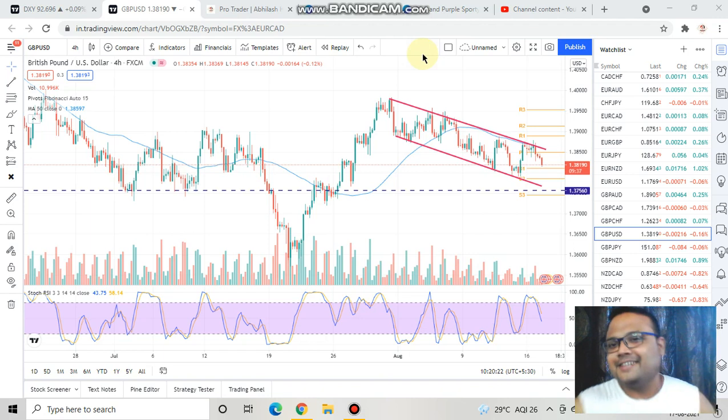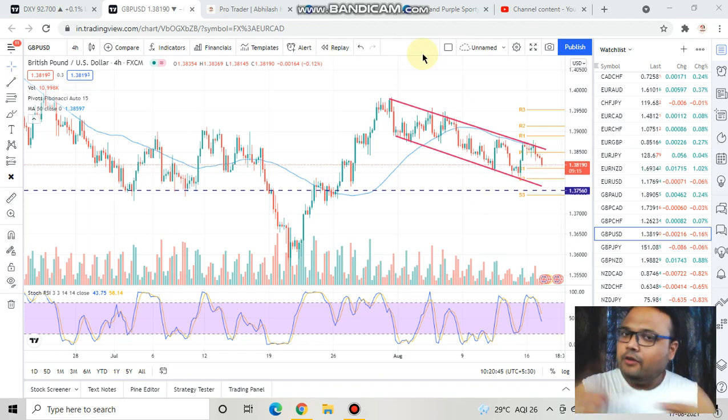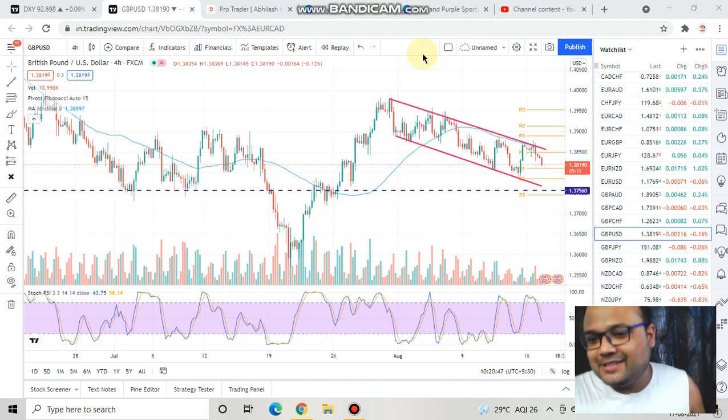So let's get started. This is the 4 hours chart of GBP USD in front of us right now, and as you can see, I have got 3 lines drawn here on the chart, and if you are an experienced trader then you can easily recognize these lines and their purposes. So let's try to do the analysis first. Let's try to understand what is going on in the chart of GBP USD, then we'll jump to the strategy part. Let's get started.